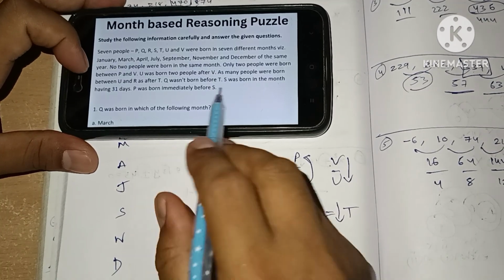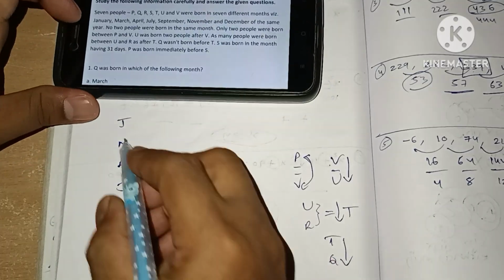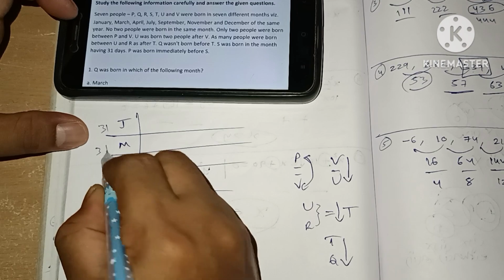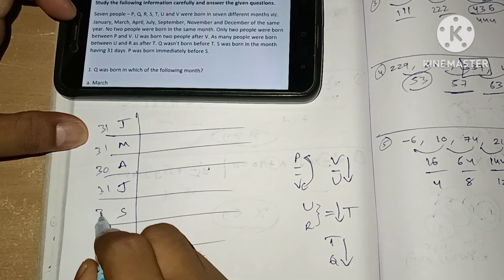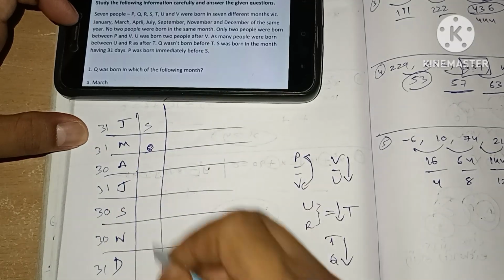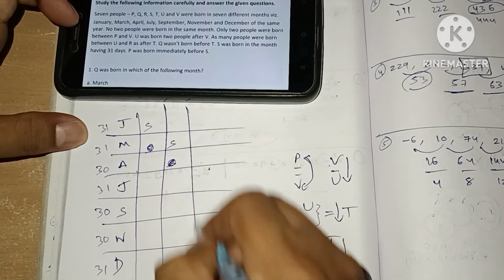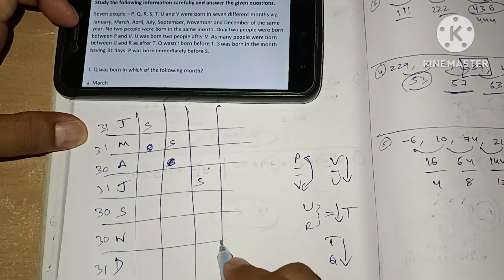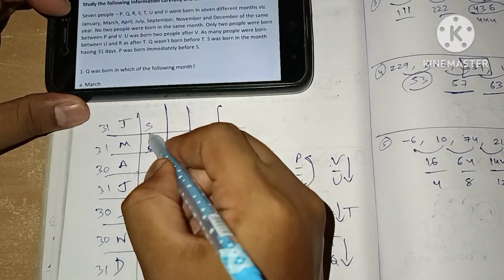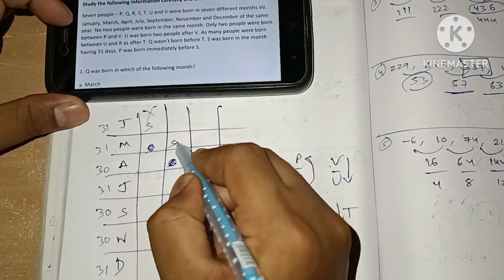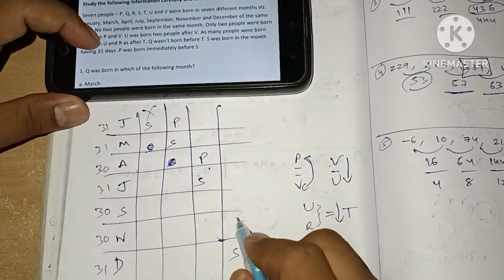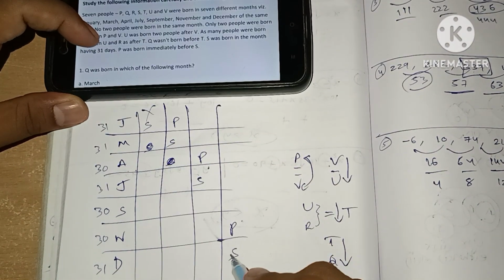Next, S was born in a month having 31 days. So the months are 31 days, 31 days, 30 days, 31 days, 30 days, 30 days, and 31 days. So the place must be either here or here or here. And it is said that P was born immediately before S. There is no place for P, so this case fails. P was born immediately before S, so this one. In this case, P here. So we got 3 possibilities.